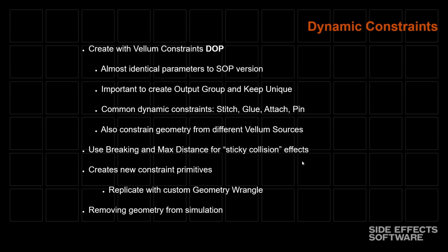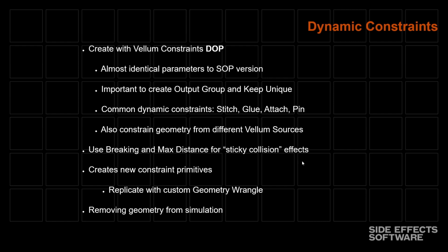All that you're really doing with this workflow is creating new constraint primitives in that constraint geometry data like we've been talking about. So in theory, you could do the exact same thing just with a custom geometry wrangle, and I'll show an example of doing that. You don't necessarily need to, but if you want some very specific, very custom way of creating constraints, it is possible.